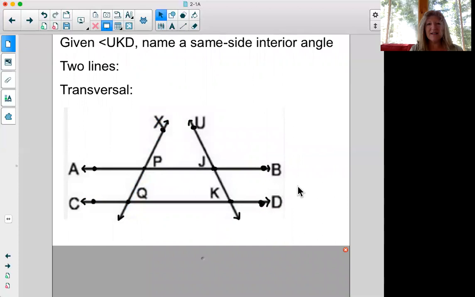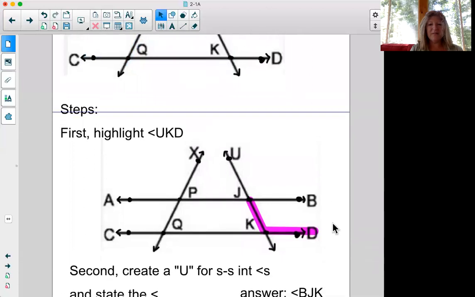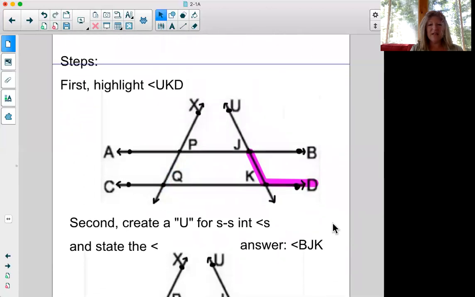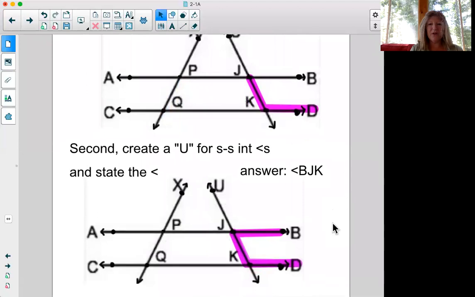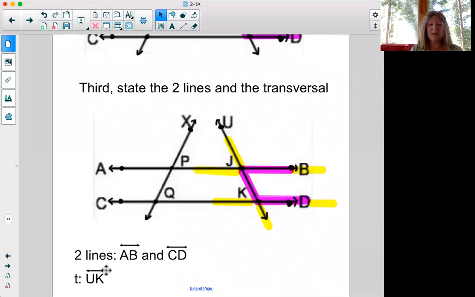So pause and then press play for the answer. First, highlight the angle you're given, and then with same side interior, you're looking for U, so make a U, and then the angle BJK will be in the other nook. And then highlight the lines to know what your two lines and transversal are.